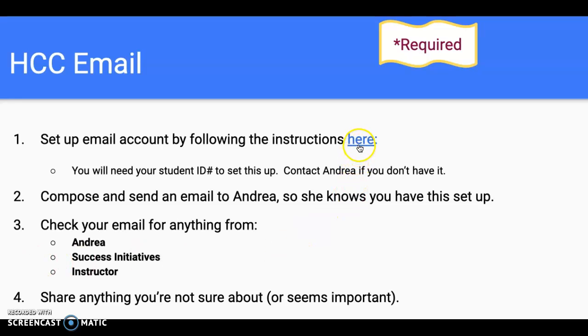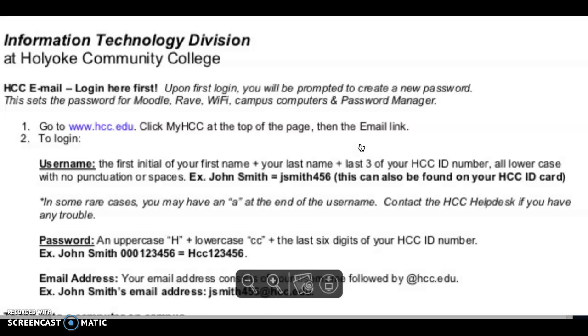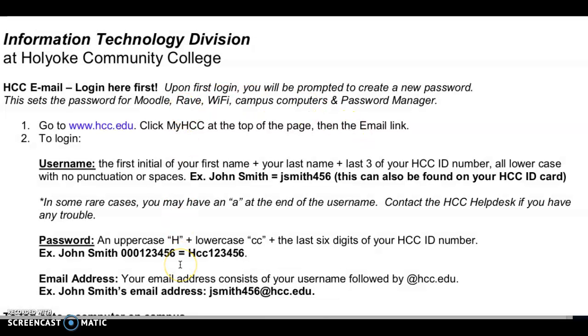So I'm going to click on this link to set up my email account for the first time. It'll take you to the steps. They look complicated at first. What you need to know is that the very first time, your username is your first initial, last name, and the last 3 digits of your student ID. And the very first time, your password is going to be uppercase H, lowercase cc, and those last 6 digits of your ID number. When you do that, you'll get in and you'll be able to create your own password.